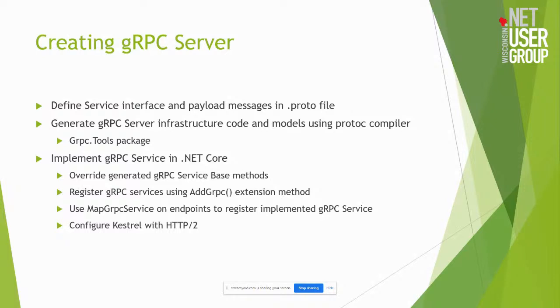So in order to set up the gRPC server, we have to have a defined service interface and payload messages in that proto file. And once we have our defined contract, then we can use the gRPC.Tools package to actually compile this into our C# code. And then we'll have to implement the gRPC service in .NET Core. And for that, we have to override the generated gRPC service-based methods. Then we'll have to register this in our application, and we have to set up Kestrel with HTTP2.